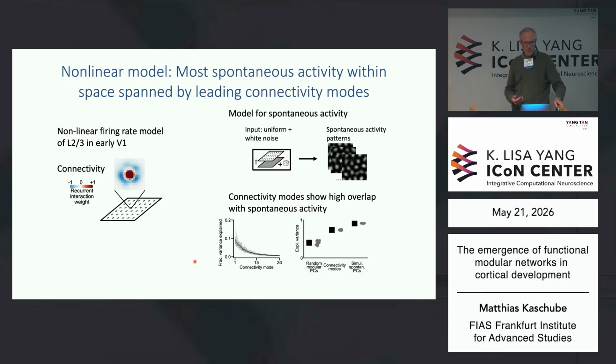are very overlapping with the spontaneous activity modes. And so the model suggests that we can use the spontaneous activity principal components as a proxy for the main connectivity modes. And the spontaneous activity principal components are something that we have access to in experimental data.